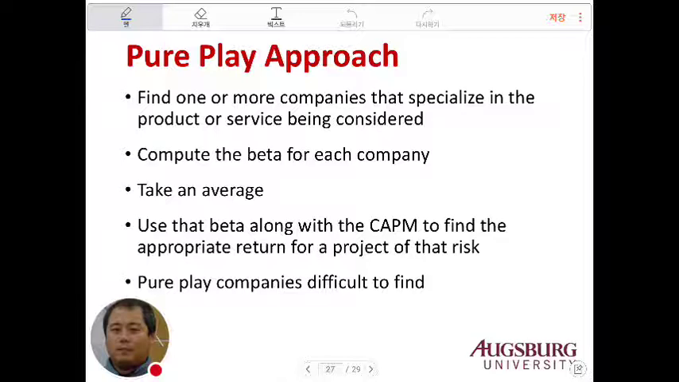The problem is you are not pure players, maybe. That's why we try to adjust the risk. There are not many pure players. And pure players probably are not the big competitors of yours. Maybe just a startup company that has much higher risk than you. So it's really hard to find pure play competitors.